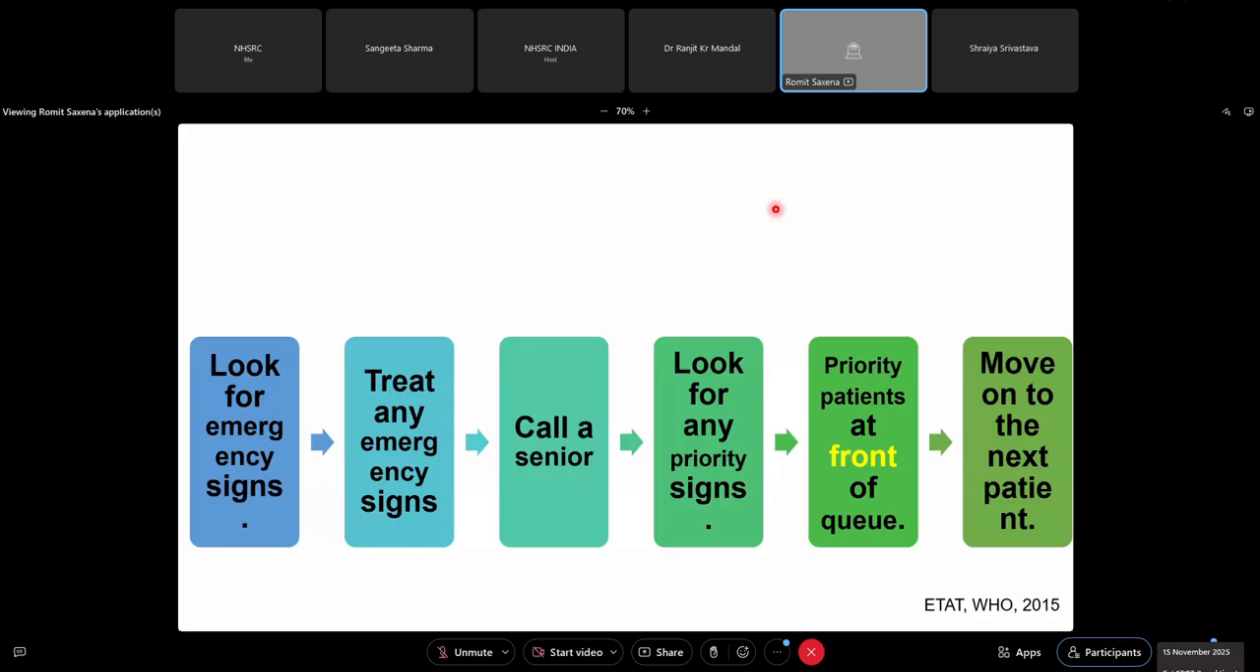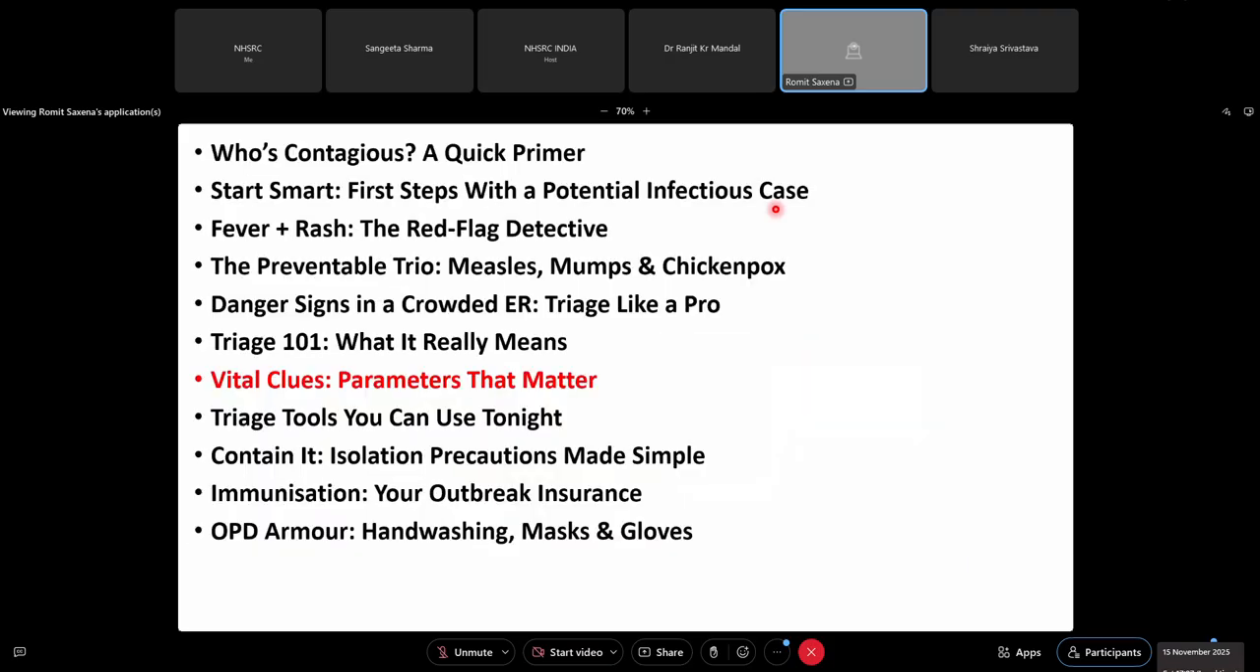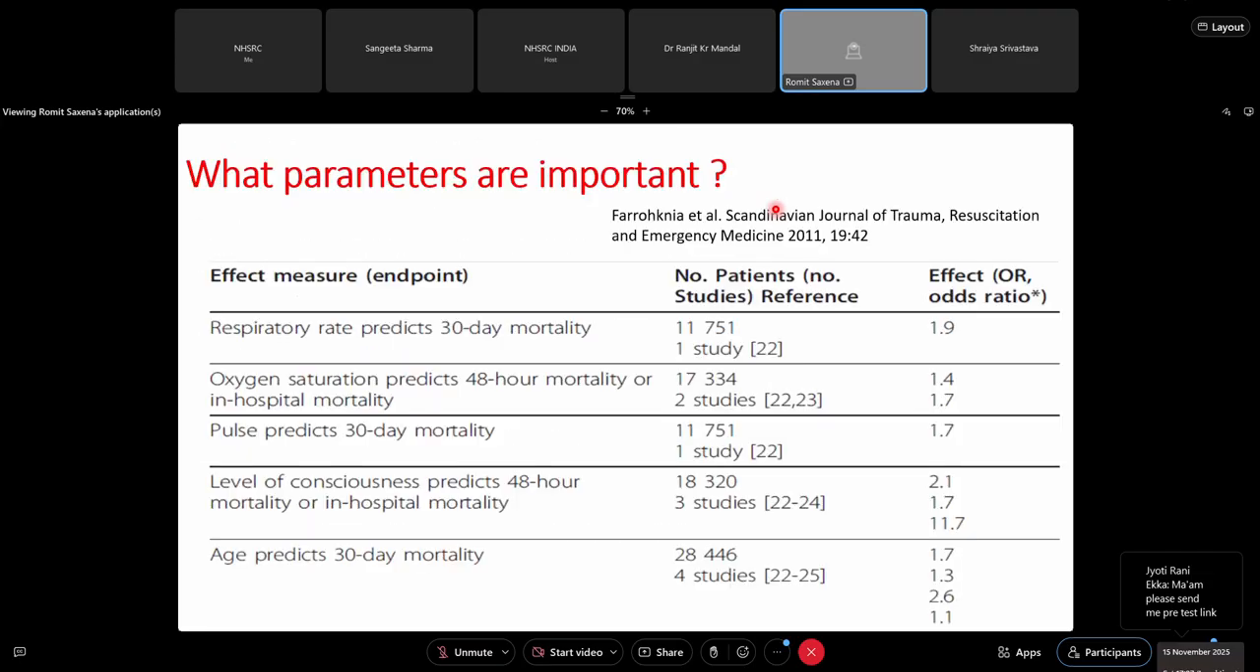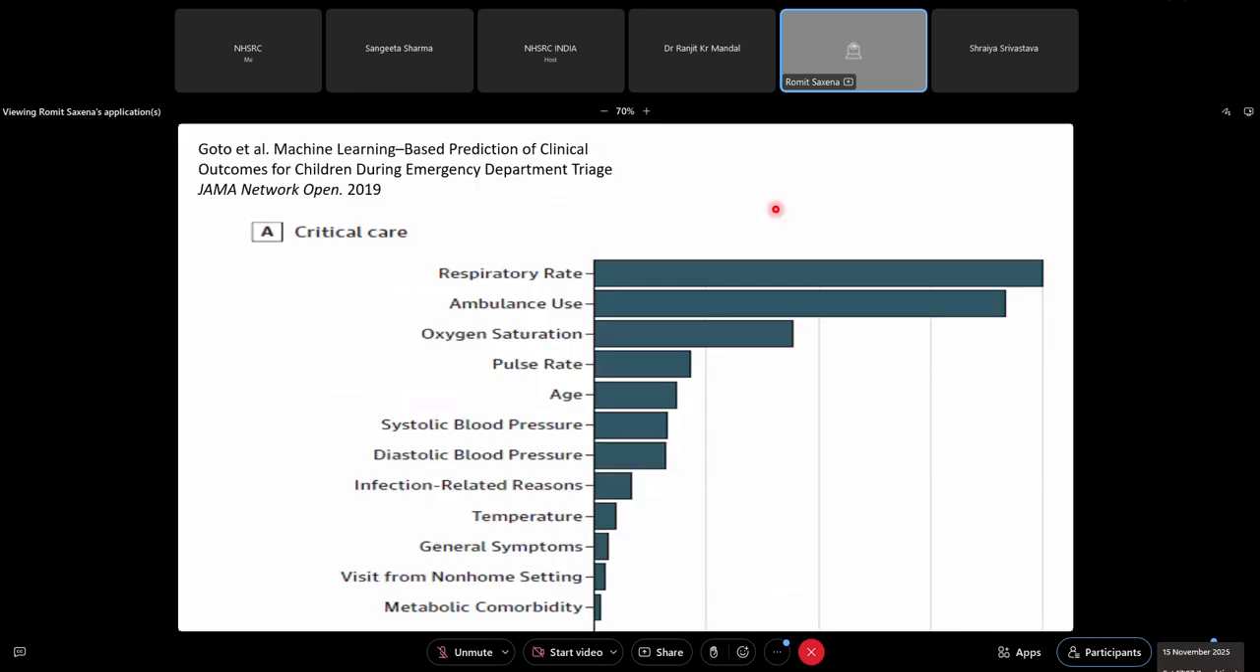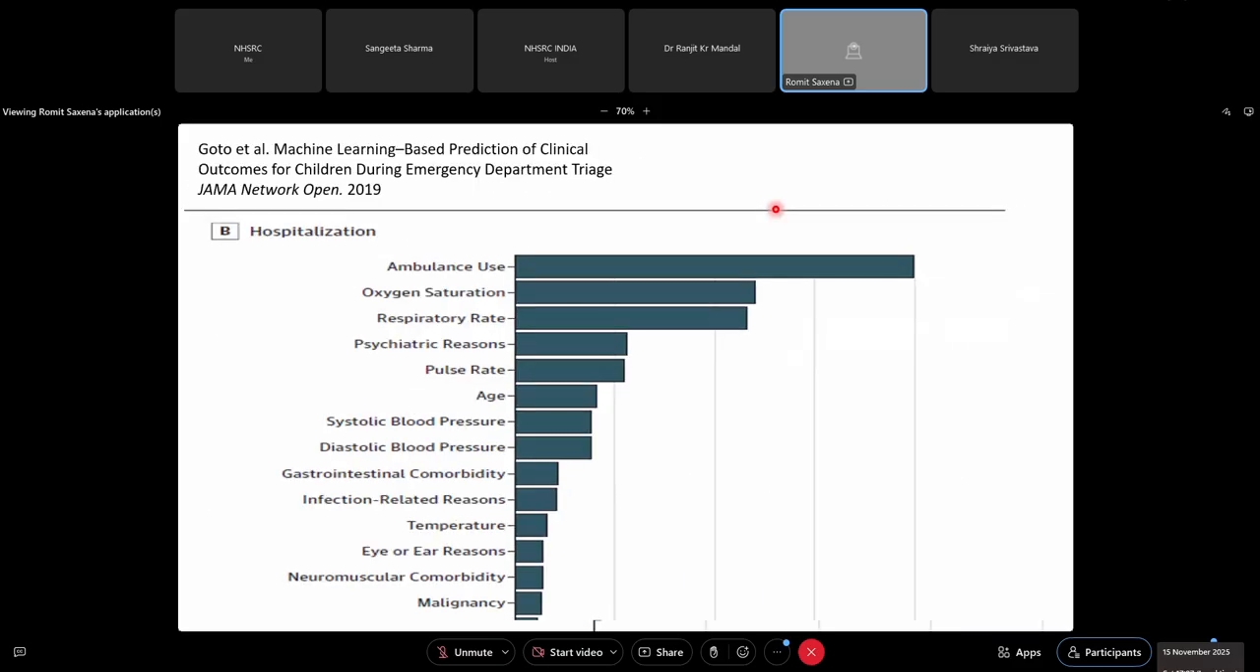The senior will do the same thing: he will look for priority signs and then try the management. So what are these things which we are looking for? A lot of studies were done, and all these parameters were actually put in ChatGPT and DeepSeek, and it came to the same conclusion which our seniors and teachers have been telling us for the last 60 years. Respiratory rate, heart rate, SpO2, consciousness, these are the ones which predict mortality. The smaller the kid, the lower the weight, all these things are important.